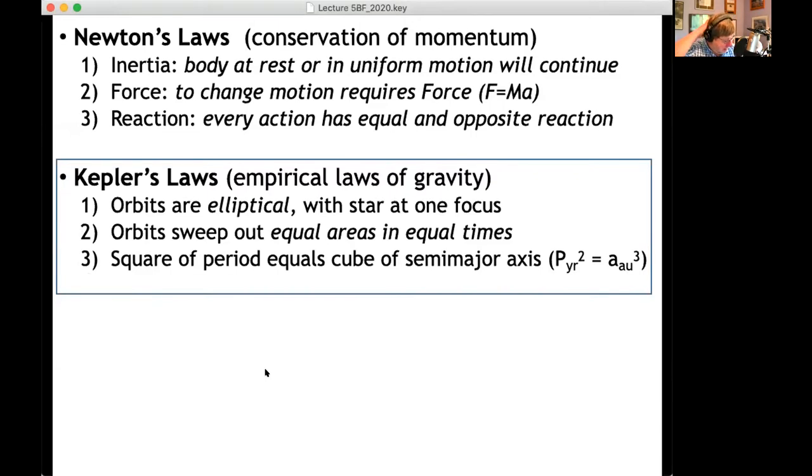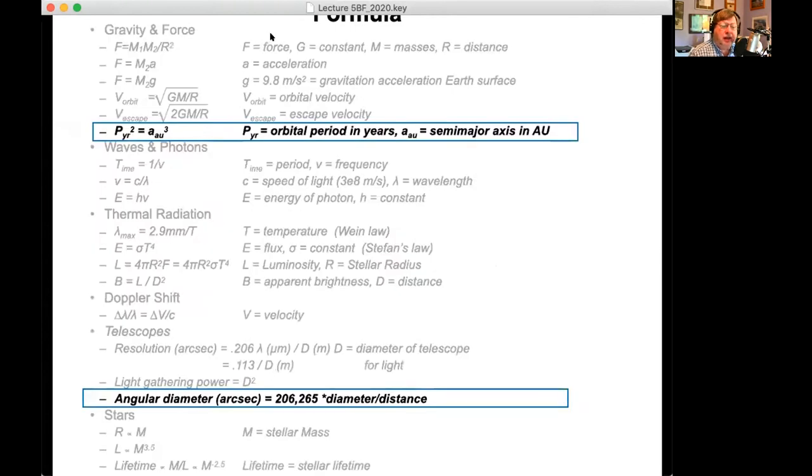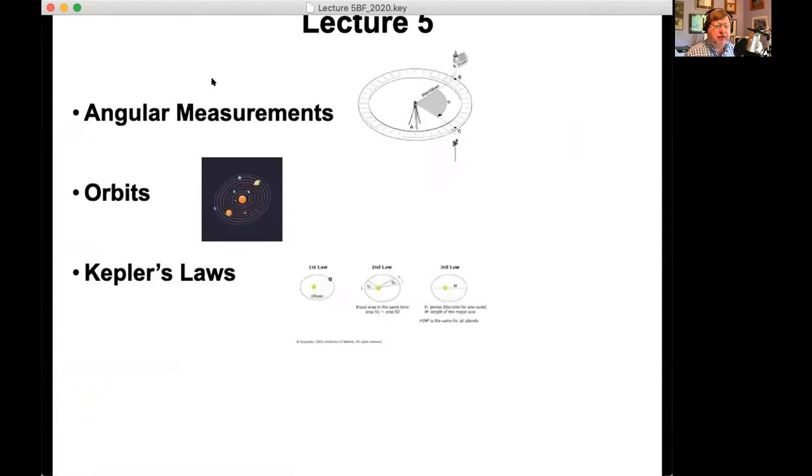And again, you shouldn't be afraid of that because you all have had algebra. This is the formula sheet from the formula file that, again, is posted on WebAssign under resources. And the equations we'll be talking about today. Here is the p squared equals a cubed that we talked about, and I think there was a homework question or two on it. And here is the small angle formula, which again we talked about, and we're going to talk about both of these in some detail. So angular measurements, orbits, Kepler's laws, that's today's lecture.